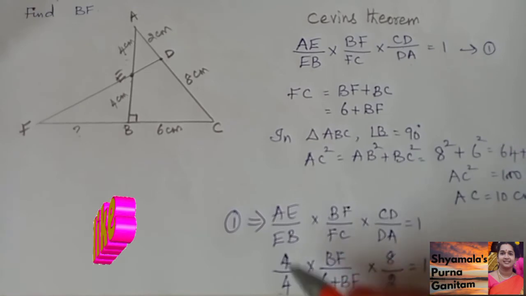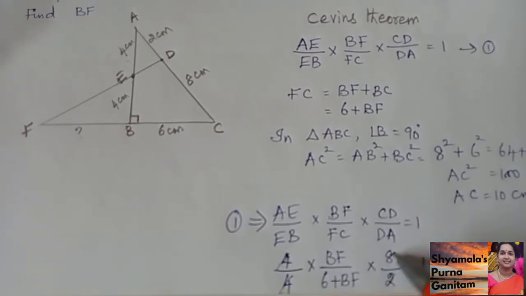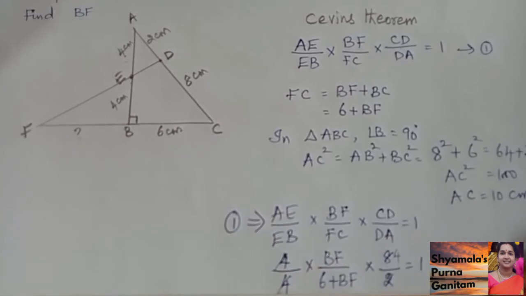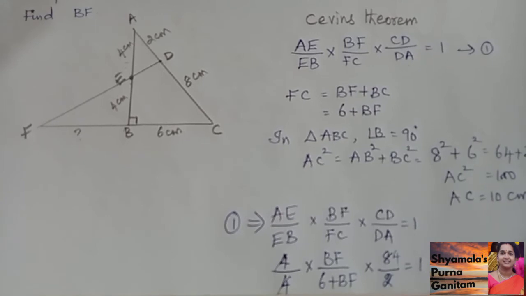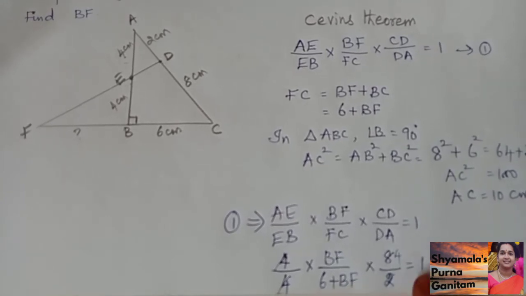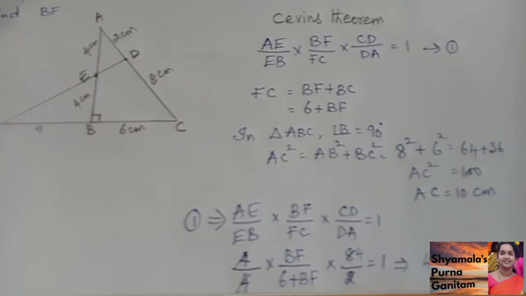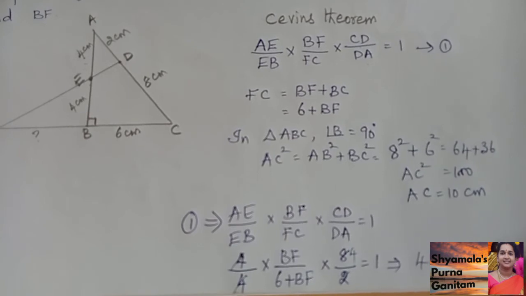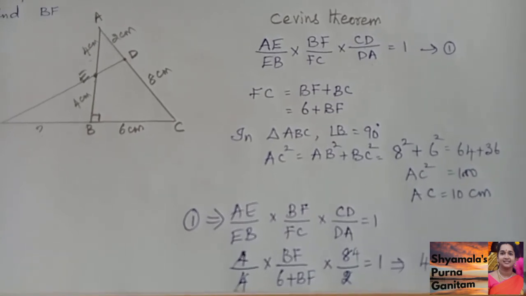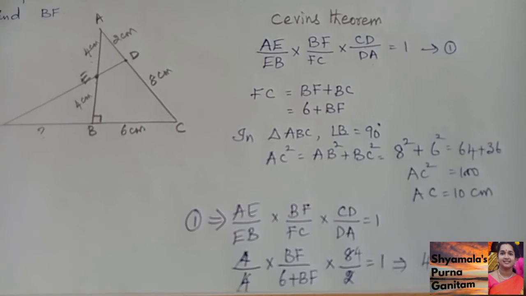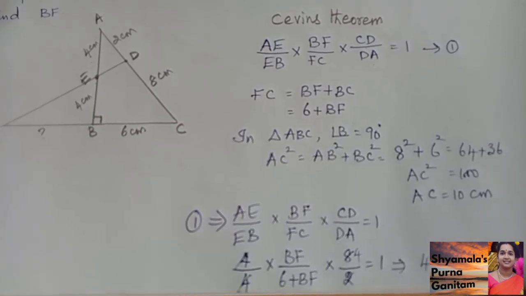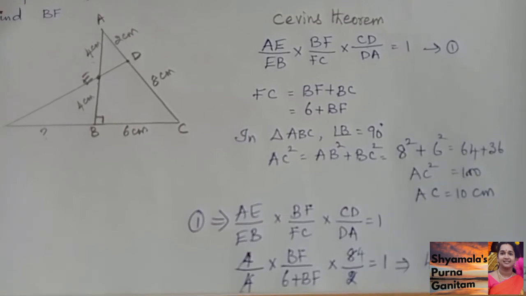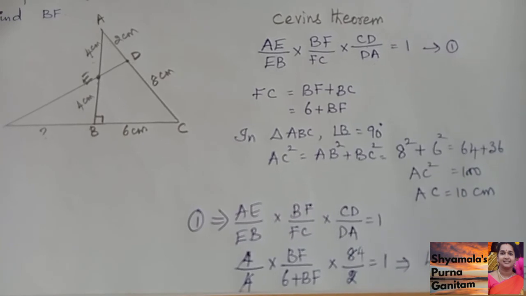Okay, so now 4 and 4 will get cancelled. 2 4 times we are having. So this 4 and BF we will multiply. So we'll get 4 BF is equal to 6 plus BF, when we are multiplying it by 1. So when you are bringing this BF to this side, it will become 3 BF is equal to 6. So BF is equal to 6 by 3, that is equal to 2 centimeter.